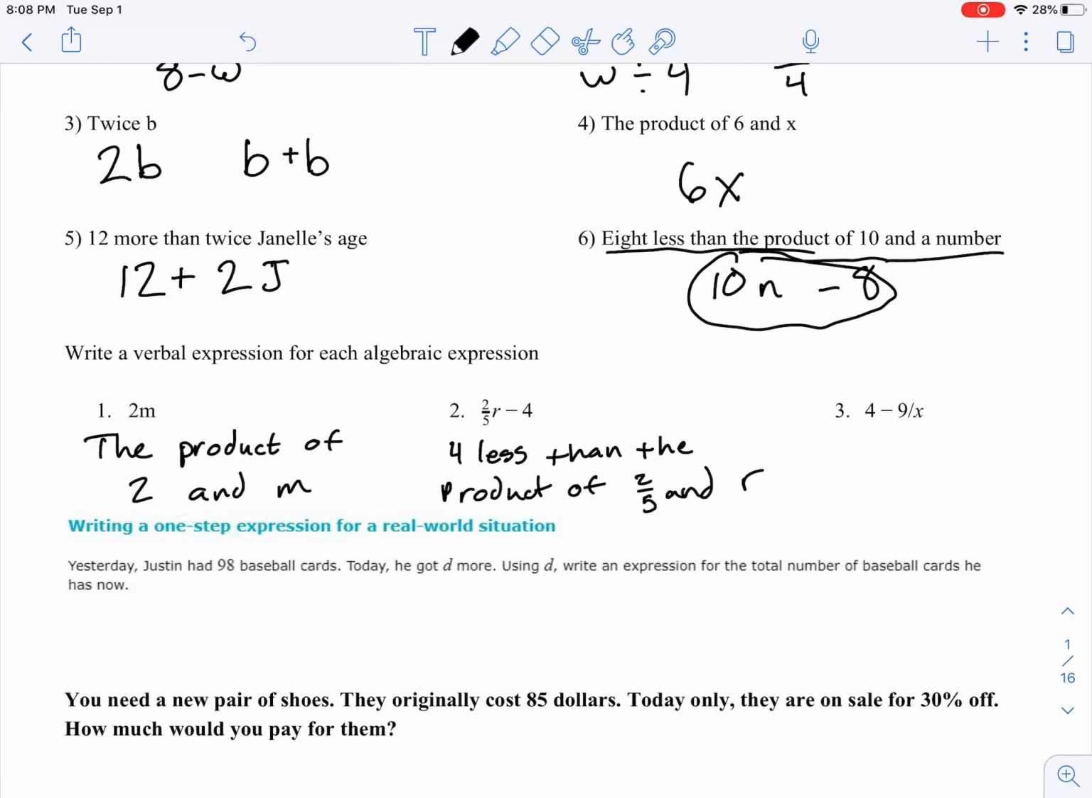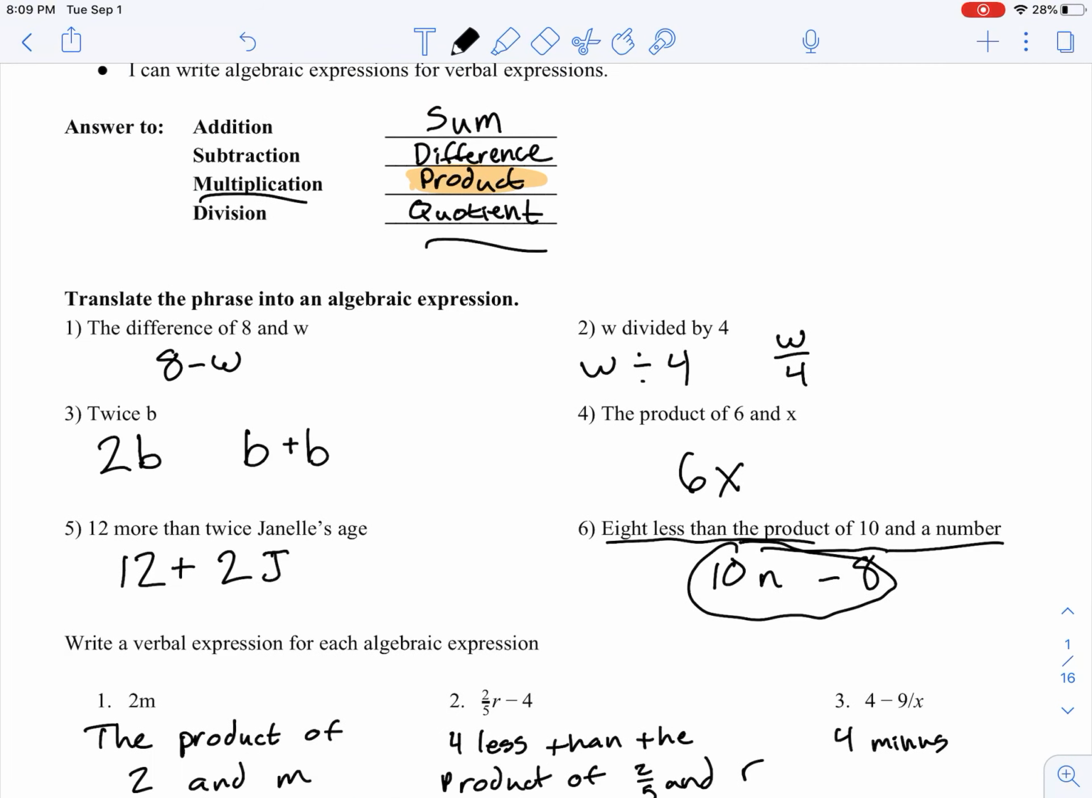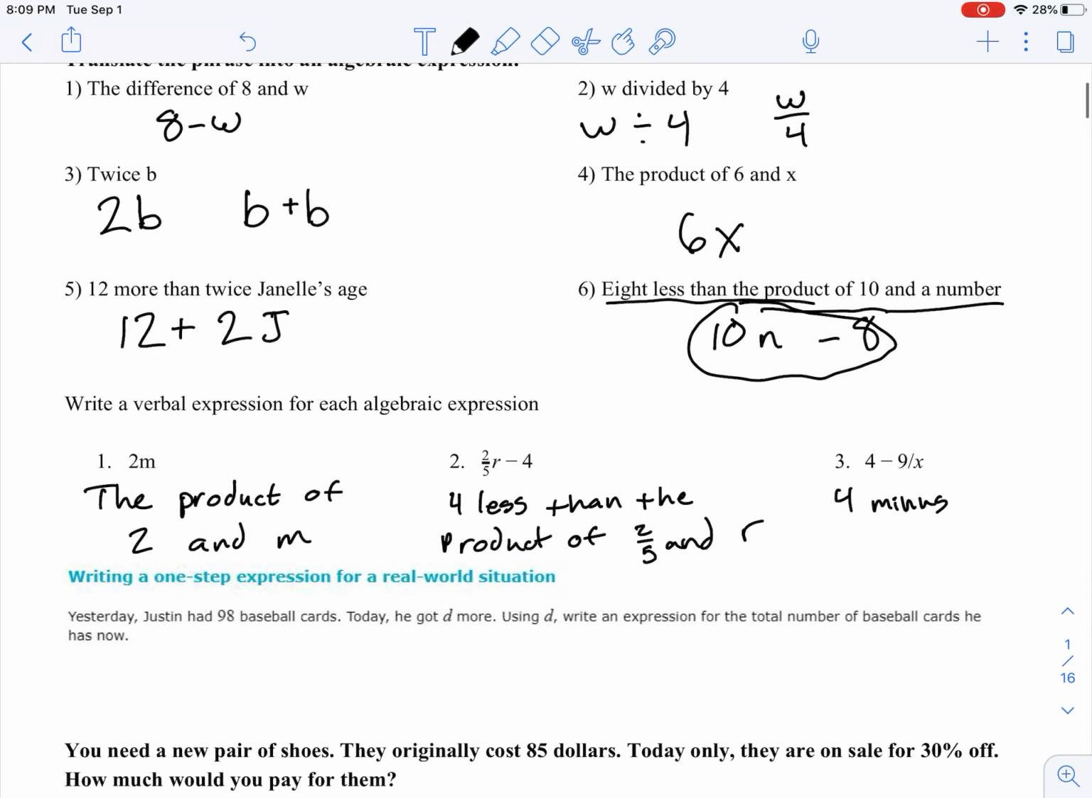This next one that we have, I'm just going to do 4 minus, we can use minus, and then we're doing dividing here, 9 divided by x. Well, we had a word up top for dividing, which was quotient. 4 minus the quotient of 9 and x.